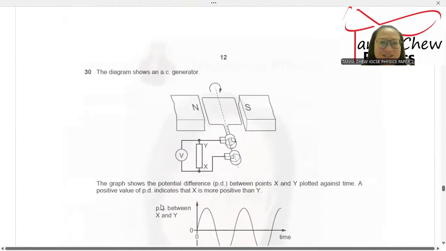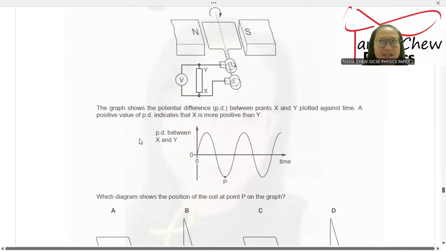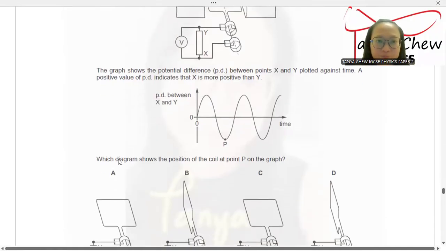Number 30, the diagram shows an AC generator. This is a little bit confusing graph right here, but it requires your sharp eyes to see the answer. The graph shows the potential difference between the point X and Y plotted against time. A positive value of PD indicates that X is more positive than Y. Okay, it doesn't matter. Which diagram shows the position of the coil at point P of the graph?